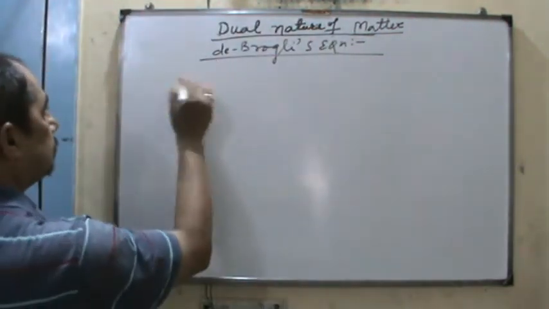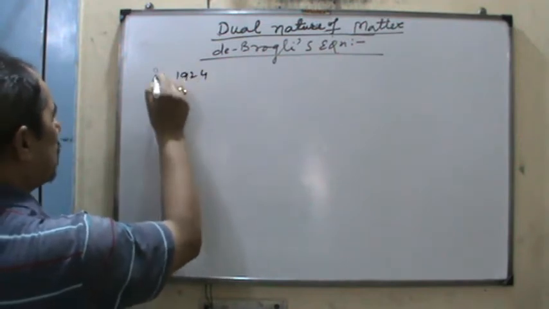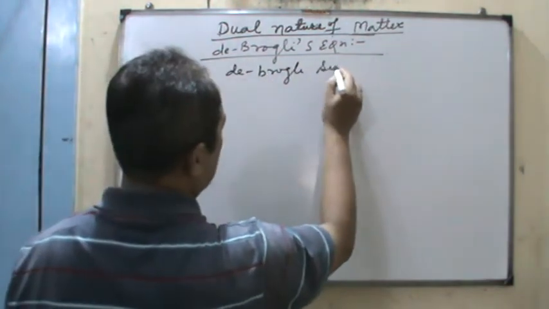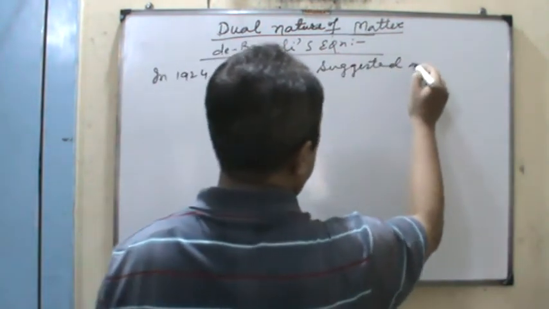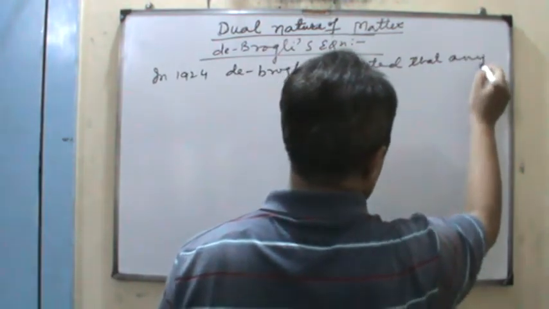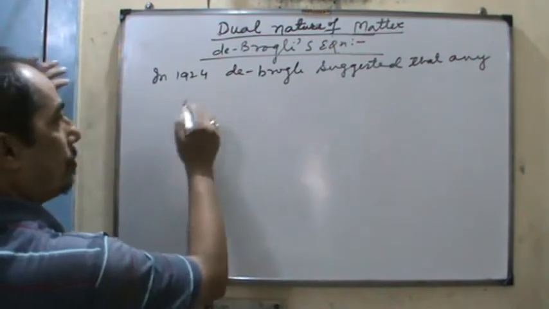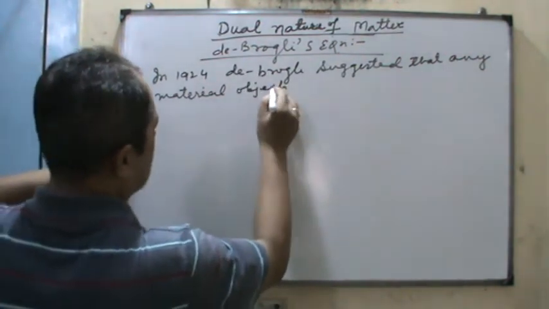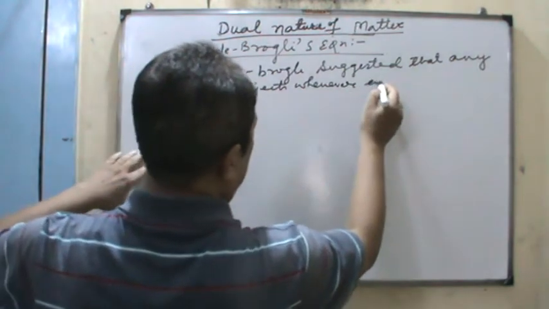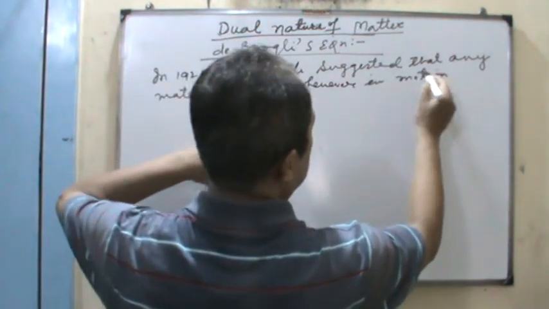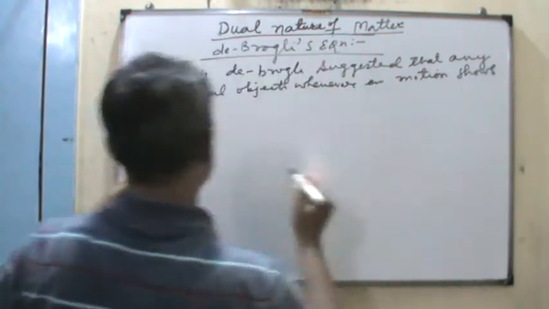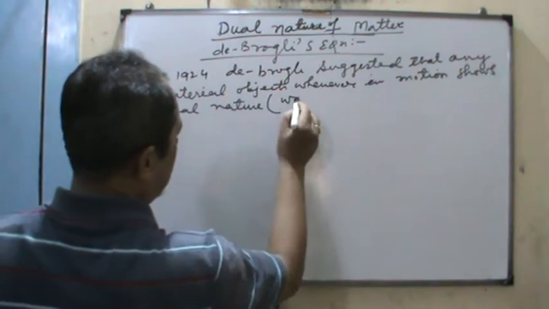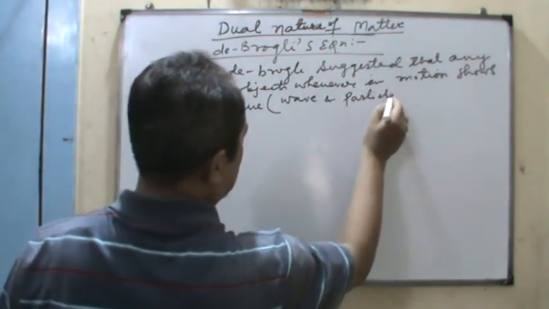De-Broglie suggested in 1924 that any material object whenever in motion shows dual nature, that is, wave and particle.